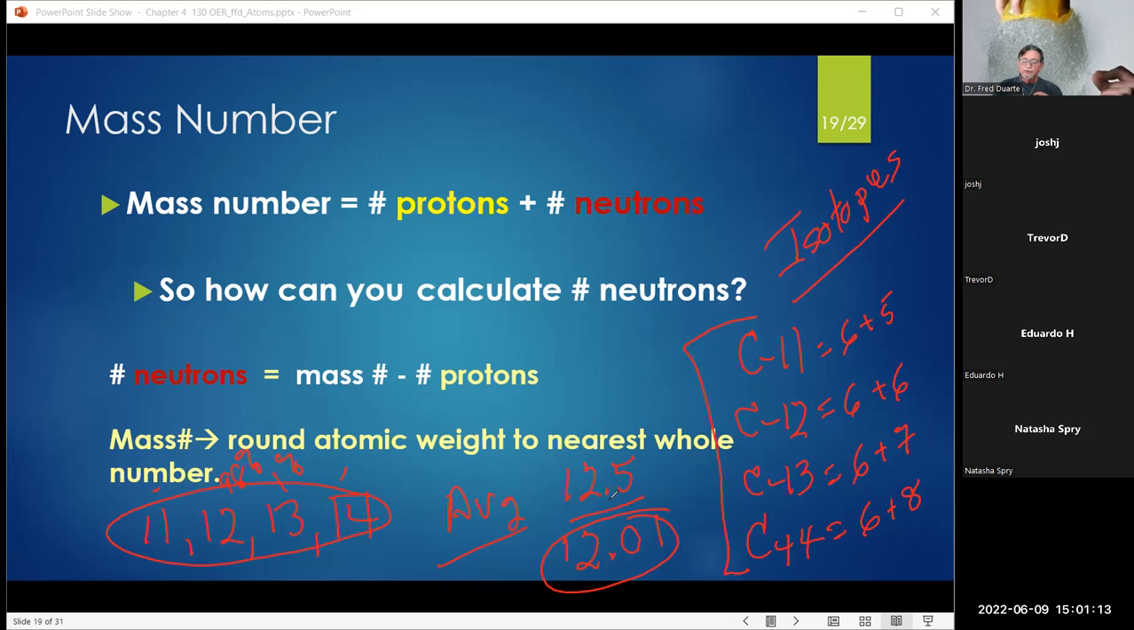And what we can do is take that 12.01 and round it to the nearest whole number. 12.01 is rounded to 12. So the mass number for carbon, by rounding the atomic weight, is 12. Minus the number of protons carbon has, which is 6 and always constant, means that the number of neutrons is equal to 6.